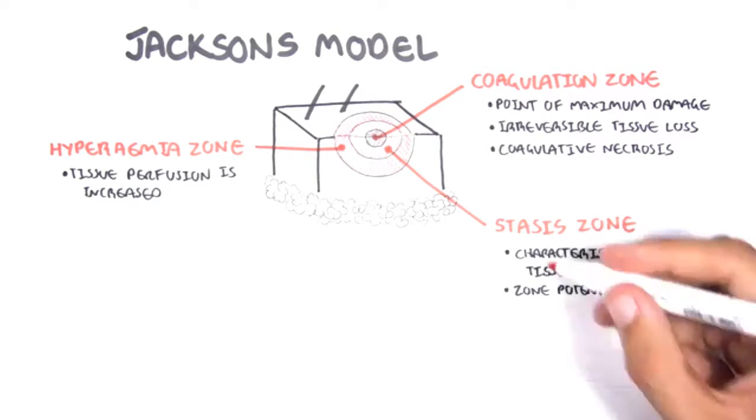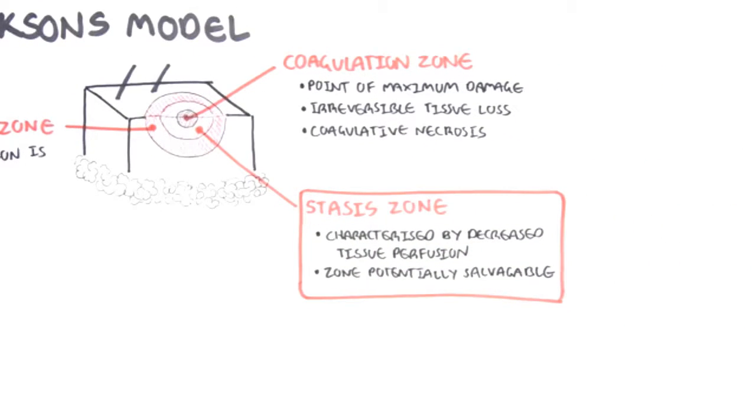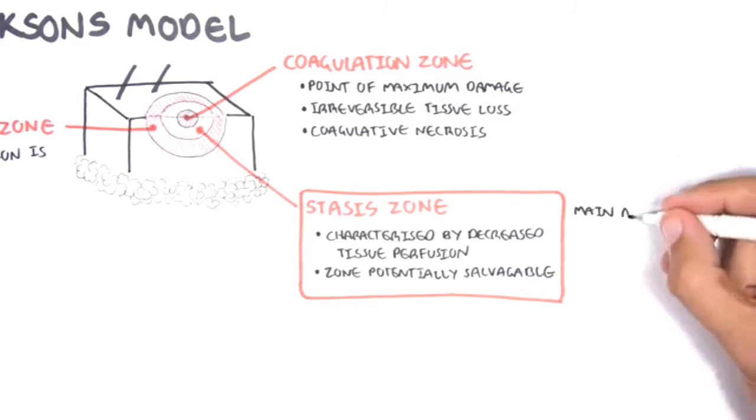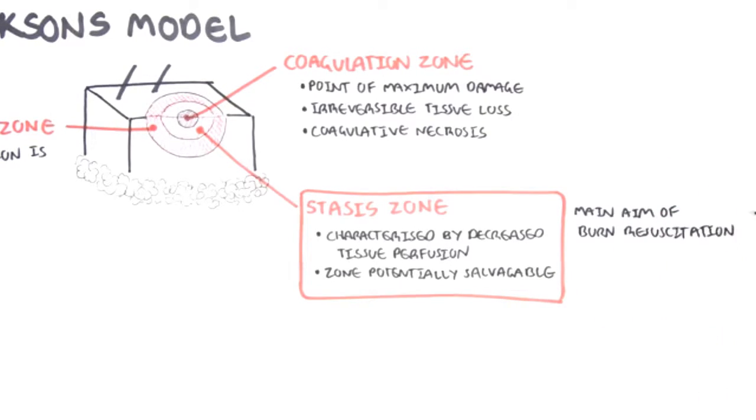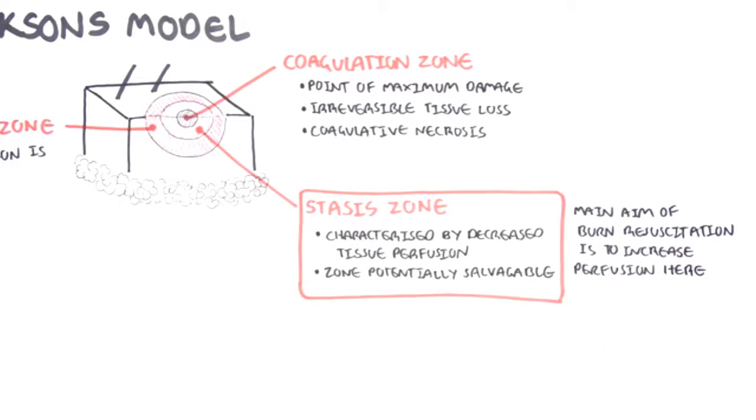Again, the stasis zone is characterized by ischemia and may progress to full necrosis unless the ischemia is reversed. Therefore, the main aim of burns resuscitation is to increase tissue perfusion here and prevent any damage becoming irreversible. So that is a general pathophysiology or mechanism of disease concept of burns.